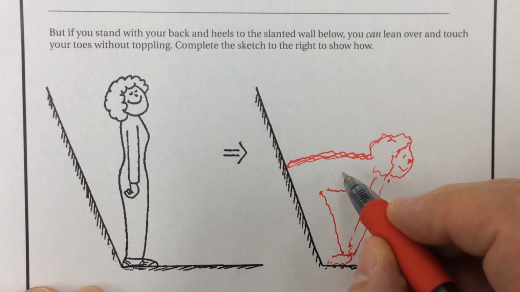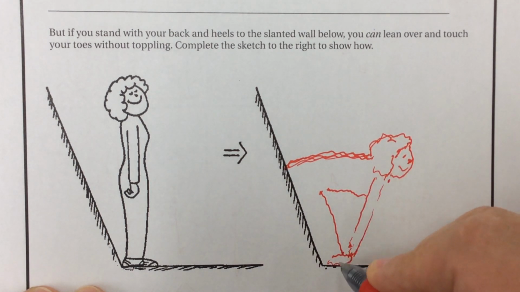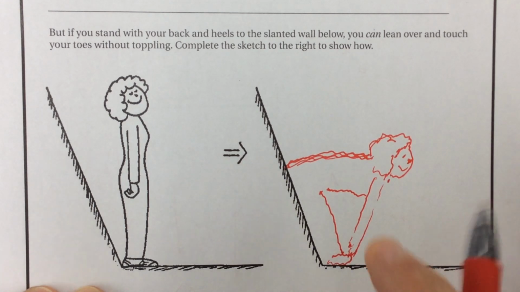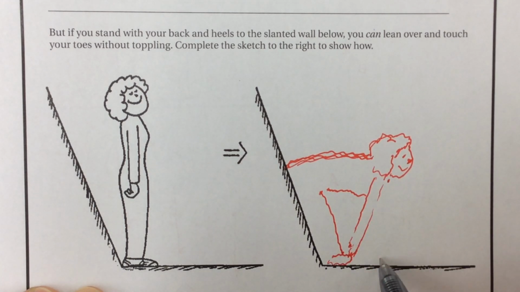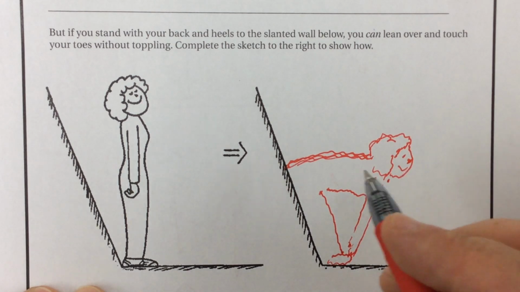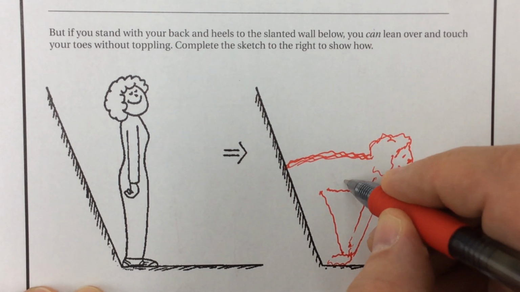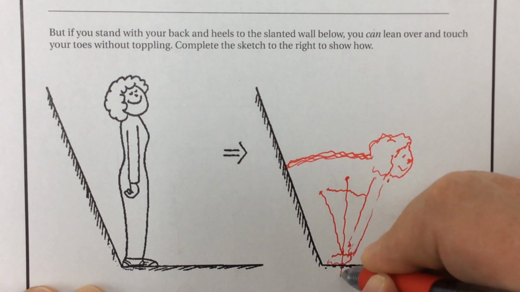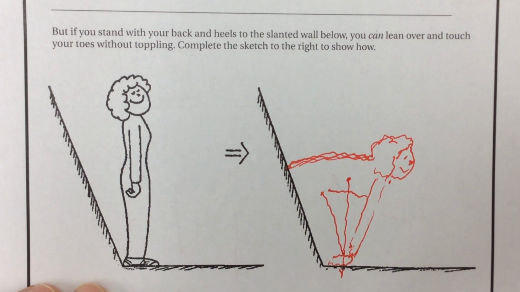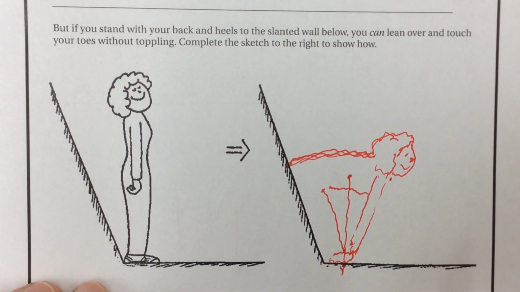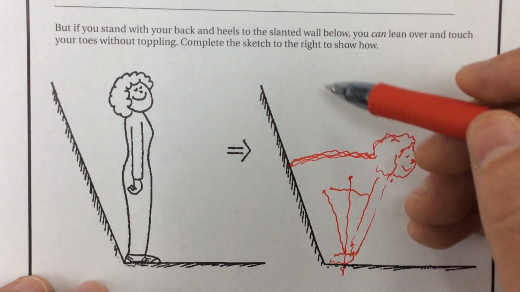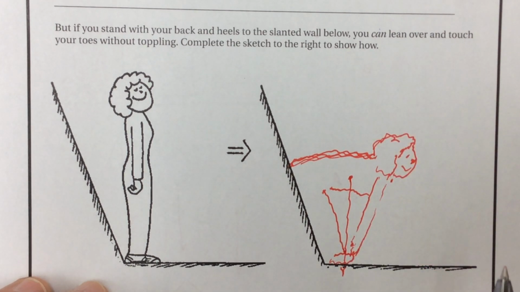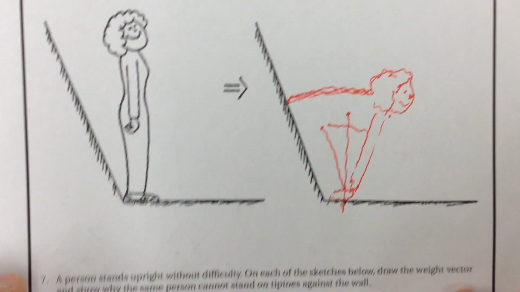See, her center of gravity has to be over her feet. Otherwise she falls over. So her center of gravity can't be out here. Otherwise she'll topple over. So if your center of gravity is here, over your toes, you can do that. But you can't do that when you stand against a straight wall. I'll challenge some of you to do that. You can stand against a straight wall and see if you can touch your toes. It's really funny. We'll laugh at each other.